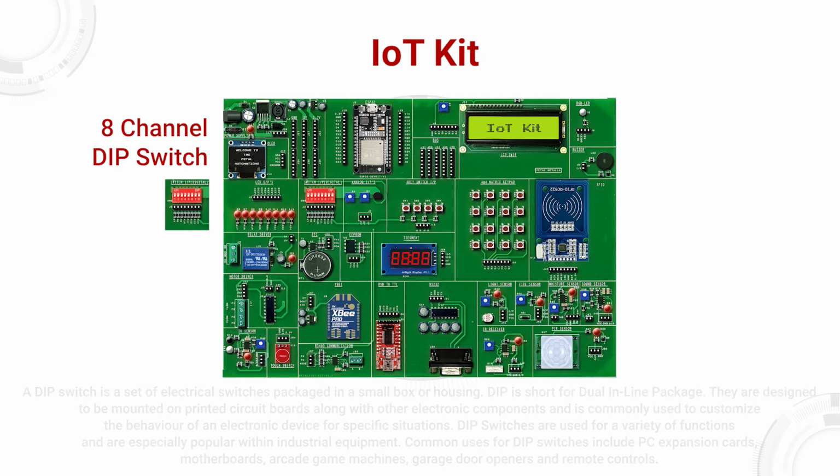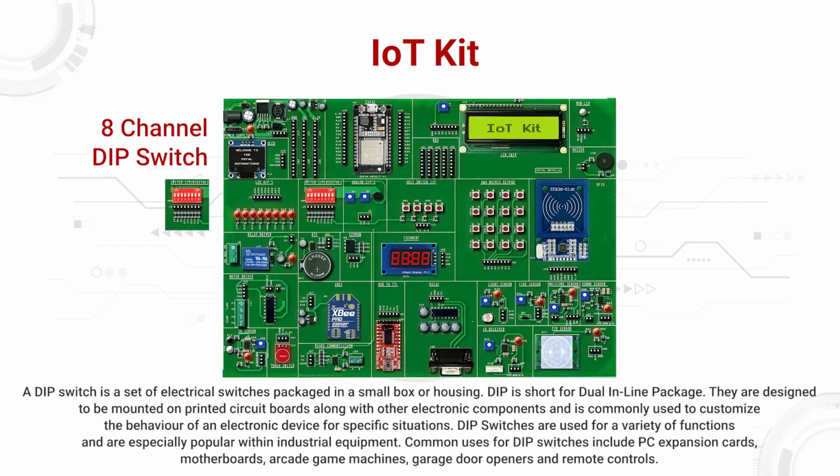A DIP switch is a set of electrical switches packaged in a small box or housing. DIP is short for dual inline package. They are designed to be mounted on printed circuit boards along with other electronic components and are commonly used to customize the behavior of an electronic device for specific situations. DIP switches are used for a variety of functions and are especially popular within industrial equipment. Common uses for DIP switches include PC expansion cards, motherboards, arcade game machines, garage door openers and remote controls.